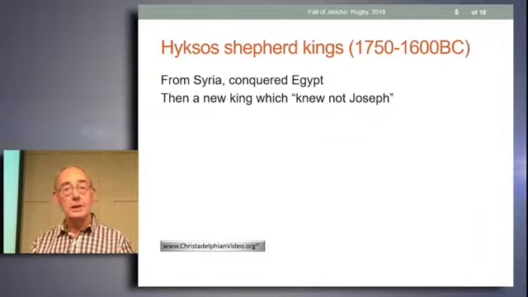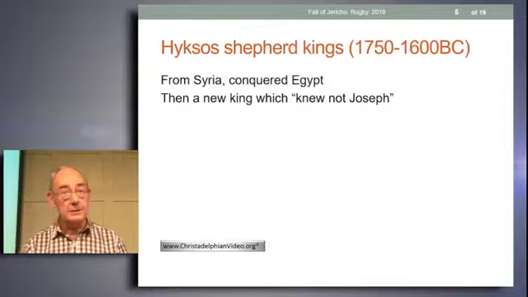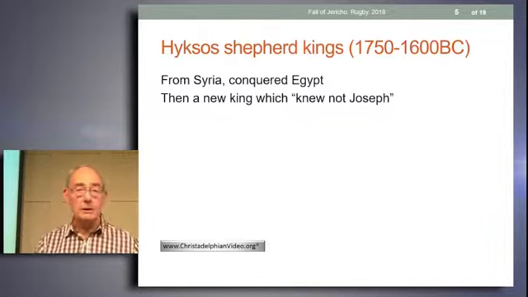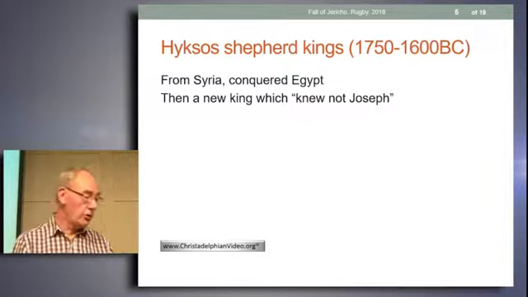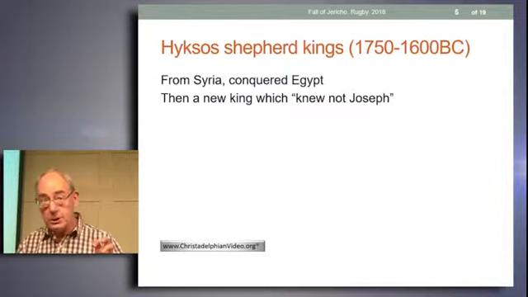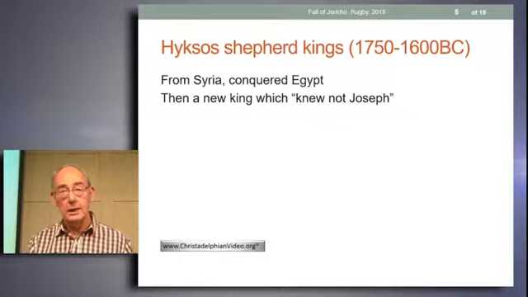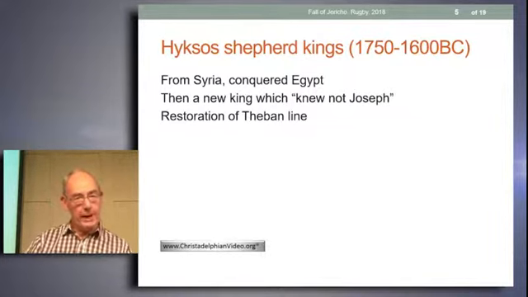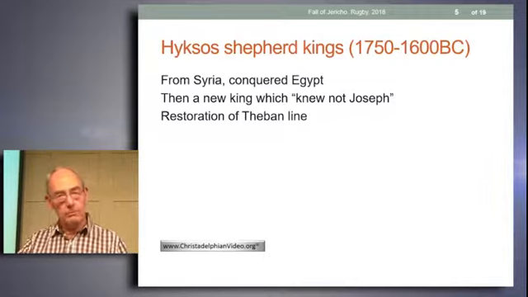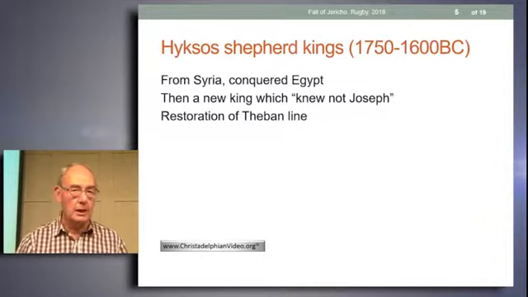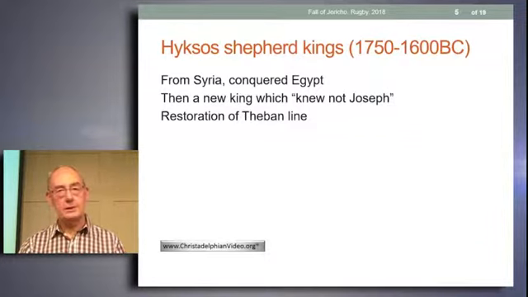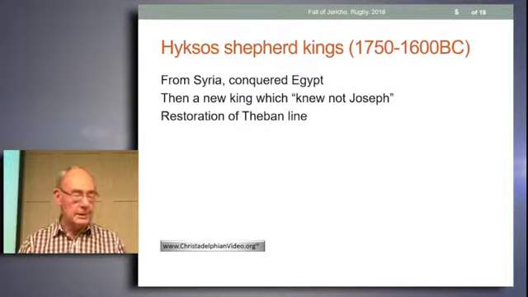Now that was because the Hyksos were defeated finally, and the original Egyptian rulership was restored. It's called the Theban line. It's based on the city of Thebes, which is just to the east of the River Nile. So we've now gone back to the previous and more ancient rulers of Egypt, a lot less sympathetic, of course, to the children of Israel, as we know.